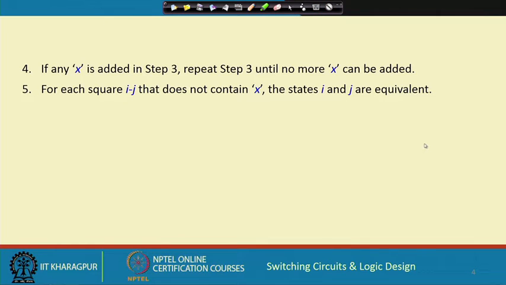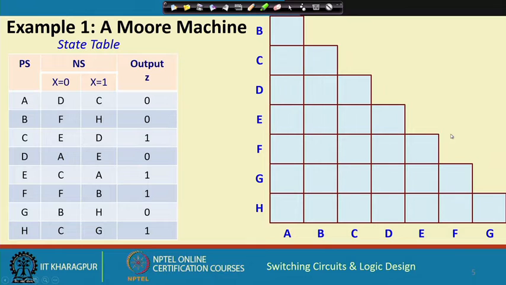Now, let us illustrate this with the help of an example, it will be easiest. Let us take the example of a Moore machine, with the state table as we have shown on the left-hand side. You see there are the 8 states A, B, C, D, E, F, G, H. There is a single input capital X, and a single output Z. This table shows, for the input values 0 and 1, what the next state will be. And because it is a Moore machine, the output will depend only on the state and not on the inputs. So I am showing the output only once, or else I could have written D comma 0, C comma 0, F comma 0, H comma 0, E comma 1, D comma 1, that is also okay. But because it is a Moore machine, I have shown the output as a separate column.